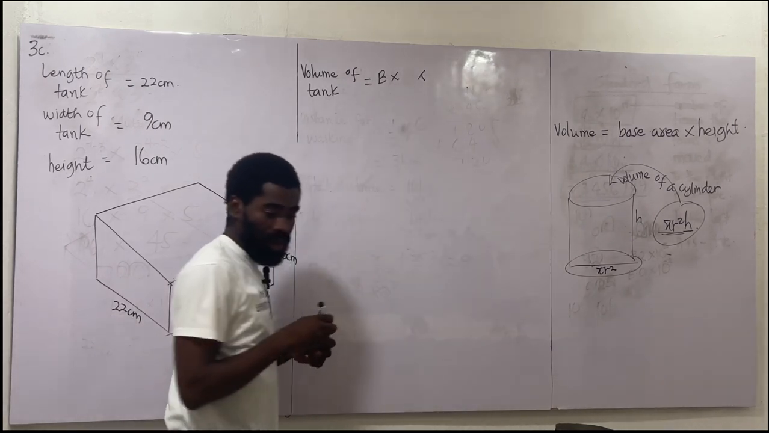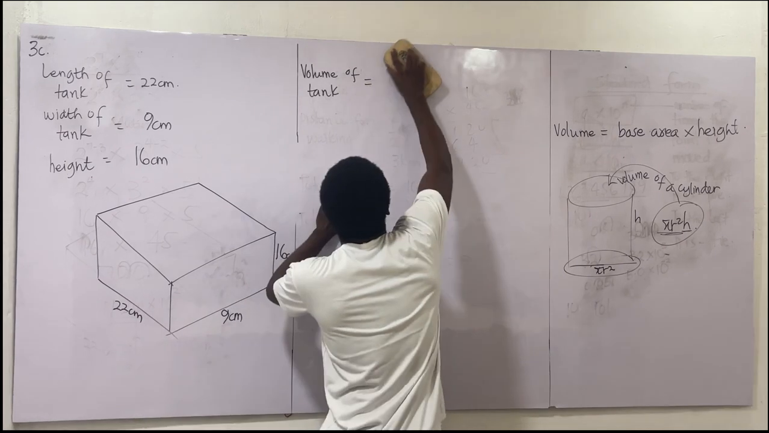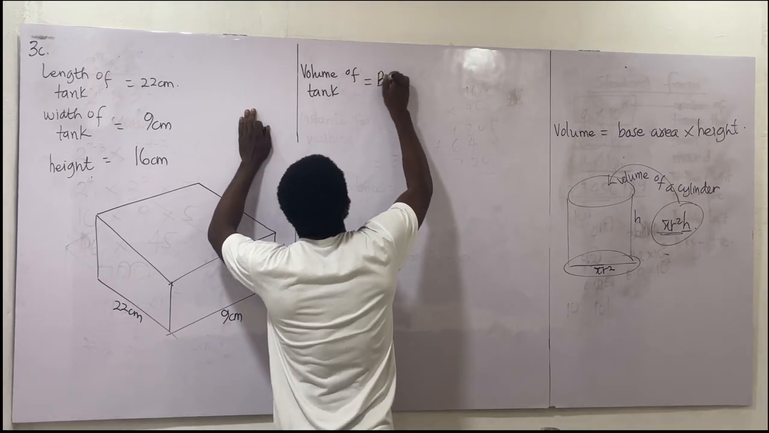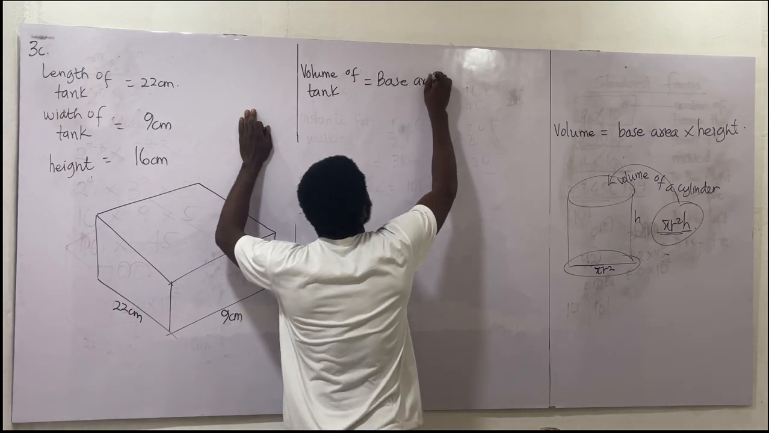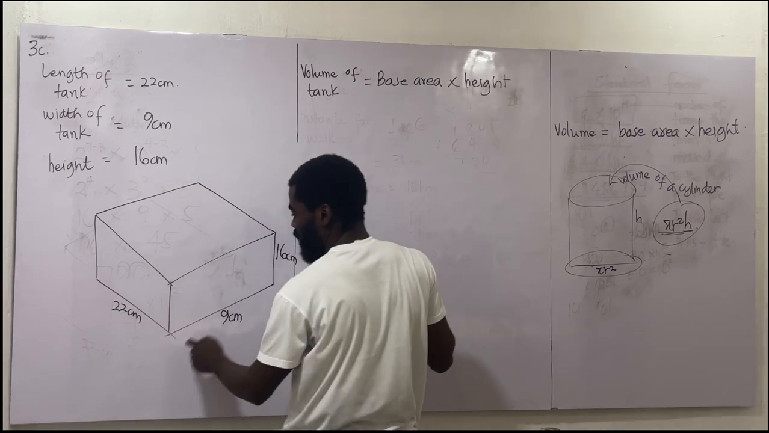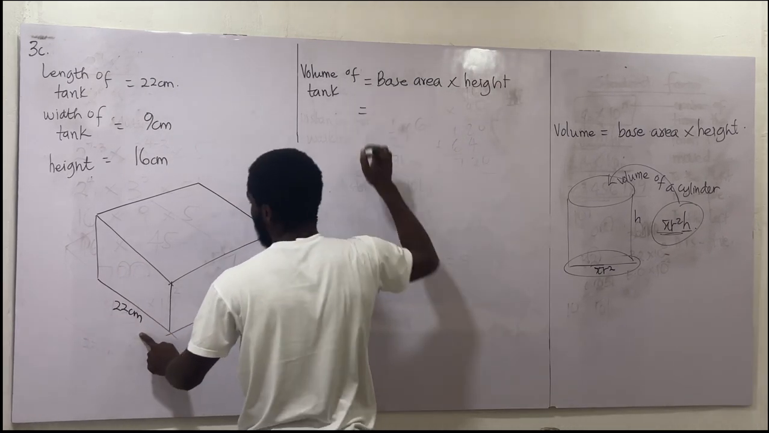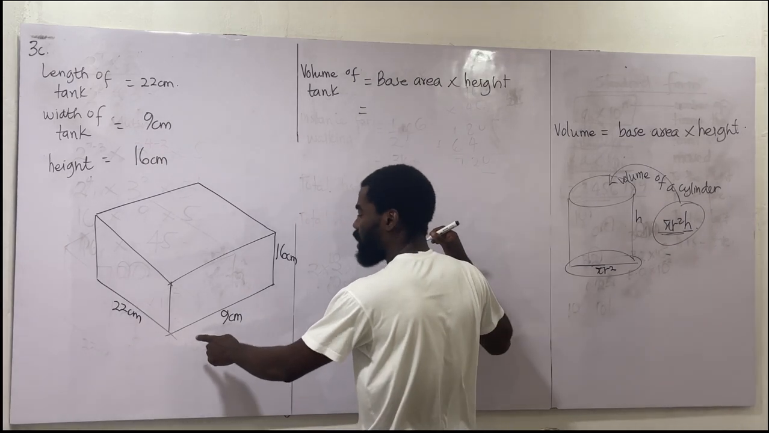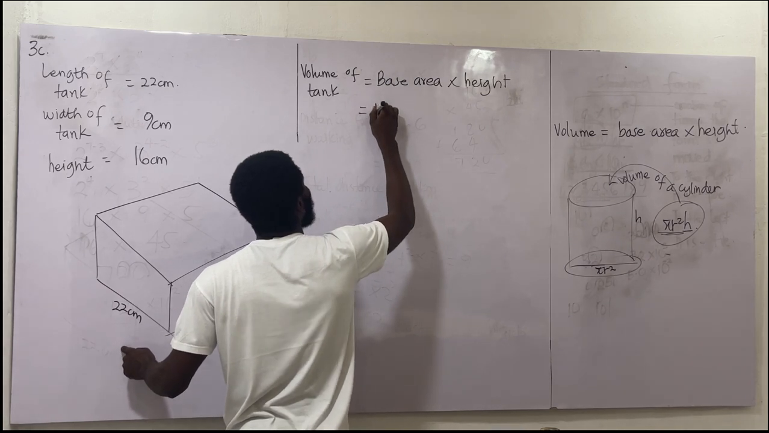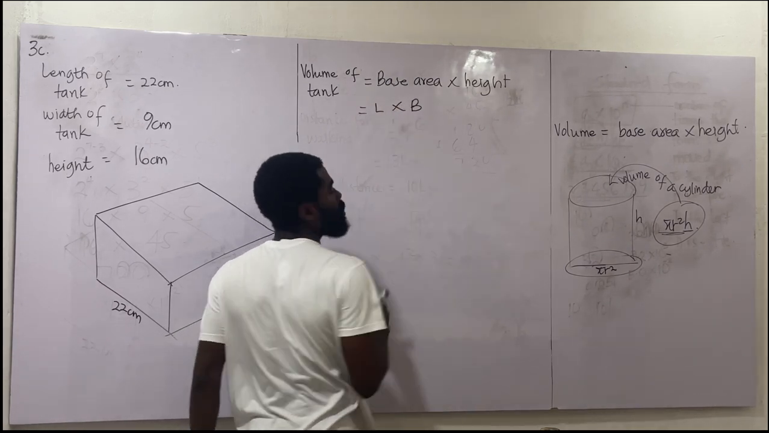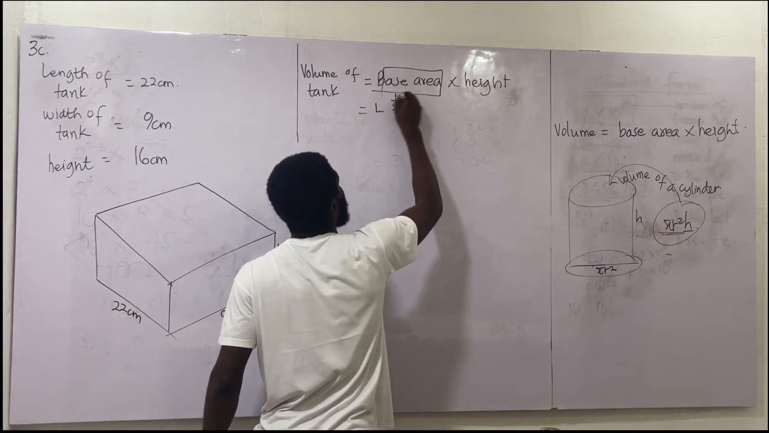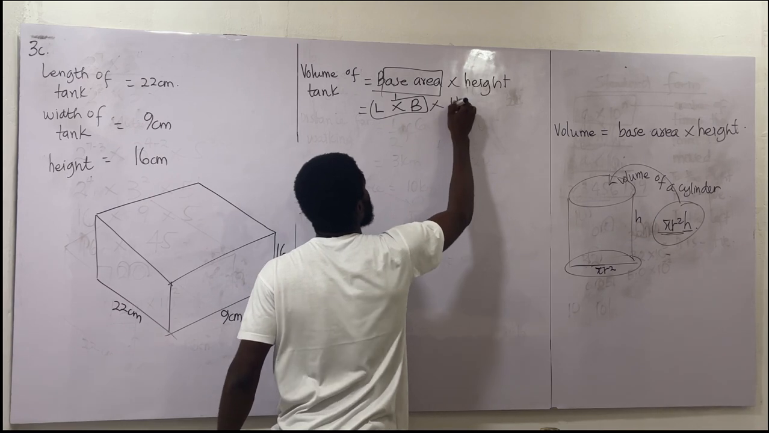No, let me go this way. Let's correct this. So the base area, once again, one more time, times height. Now, what's my base area? It's a rectangle. So what's the area of a rectangle? Area of a rectangle equals the length times the breadth. That's the base area. So this base area will go for these, then times our height, which is this.